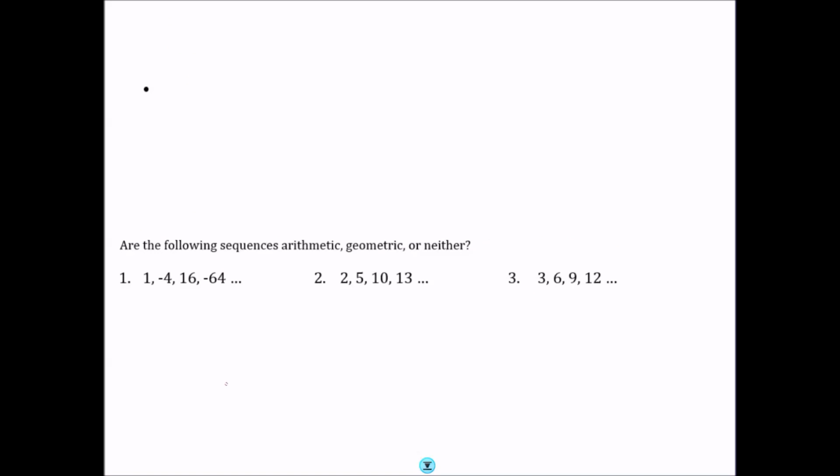Last class we talked about arithmetic sequences and series. An arithmetic sequence is where you add a specific number to get to the next term. A geometric series or sequence, on the other hand, is where you multiply by a specific number to get the next term in the sequence.